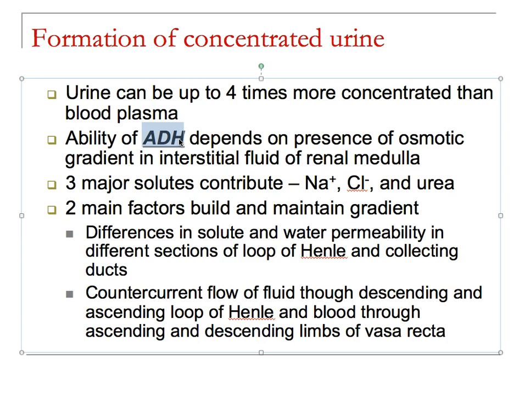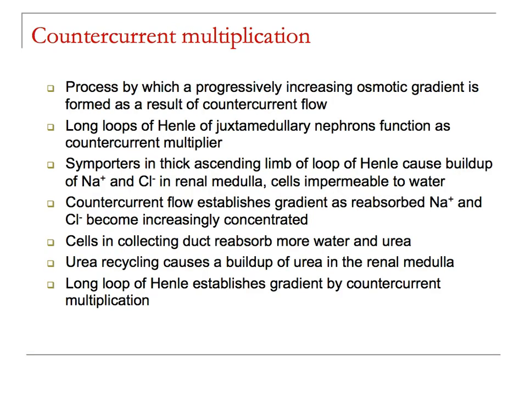Right, and there are 3 major solutes that are going to contribute to this. We will use sodium chloride and urea, and we're going to build and maintain a gradient, which will then cause a countercurrent flow in fluid through the descending and ascending limbs of the loop of Henle. You're like, what? It's okay. Hopefully I'll walk you through it. How does this work? We have to do something that's called countercurrent multiplication, where you have a progressively increasing osmotic gradient as a result of countercurrent flow of fluids.